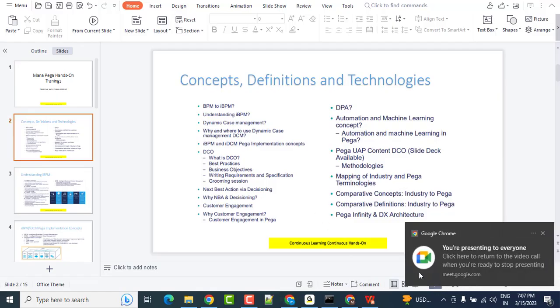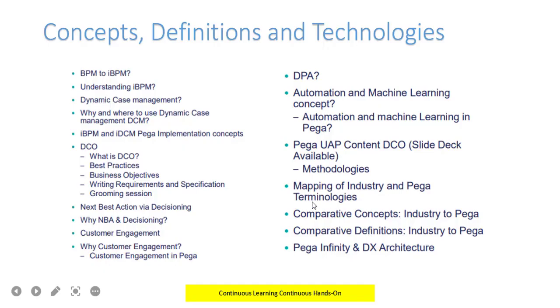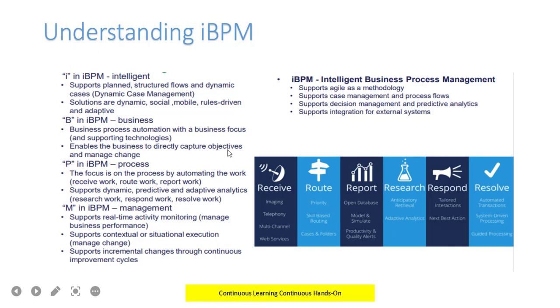In this you will get to know each and every terminology. So let's get started with BPM. Everyone knows what BPM is, as you all have theoretical knowledge and are looking for hands-on trainings. BPM is business process management, where we automate the workflows of the organization.